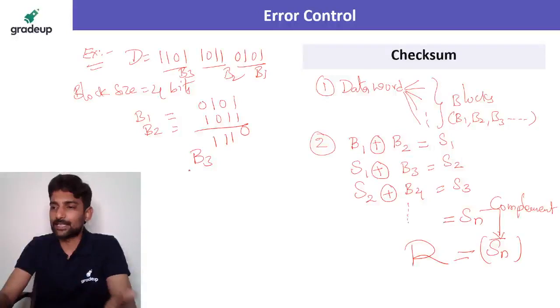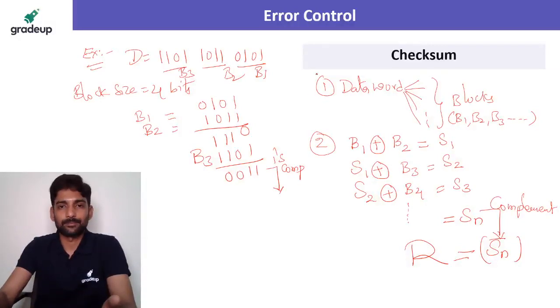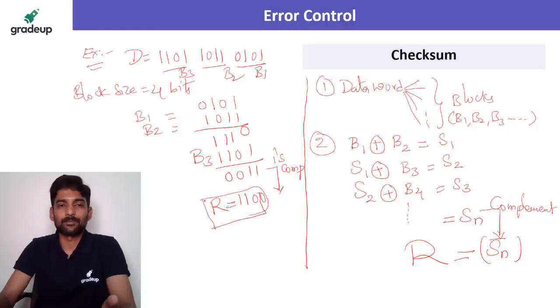For this, do XOR with the next block. So that would be 0110 XOR 0101, which gives 0011. Now do complement. Let's say I am doing 1's complement. So what would be coming? 1100 would be coming. So this is what R is. So this is appended to the D.